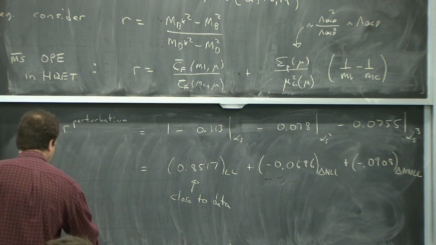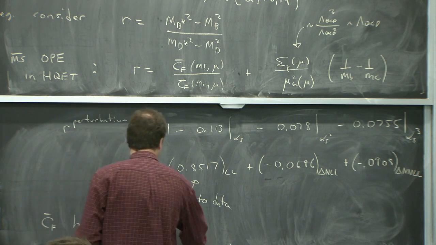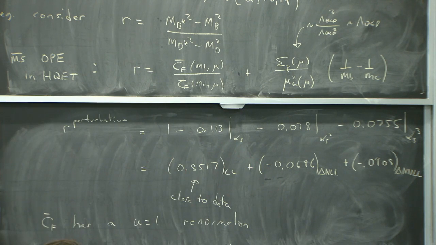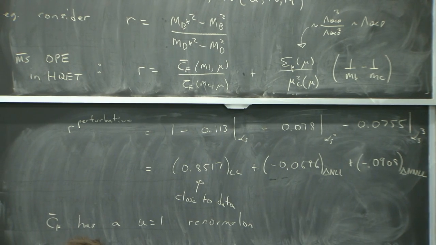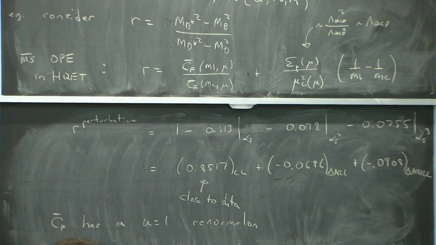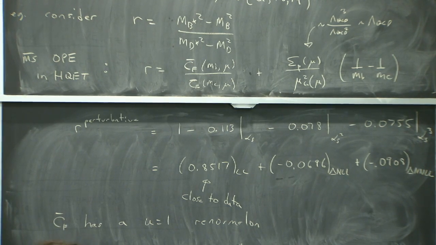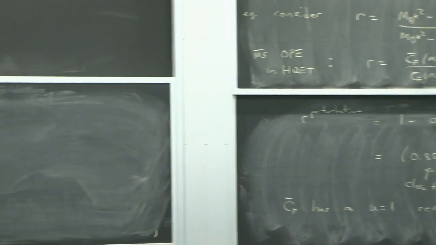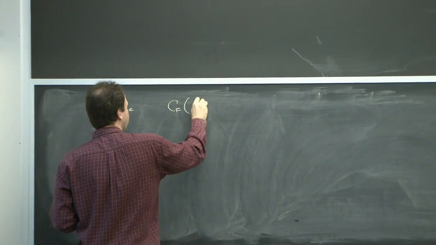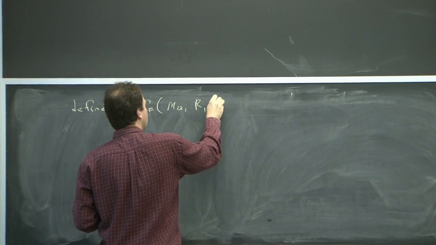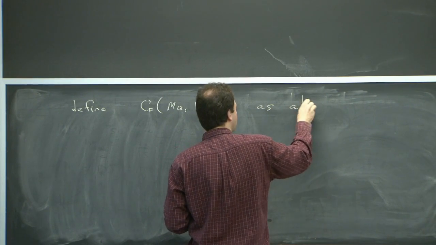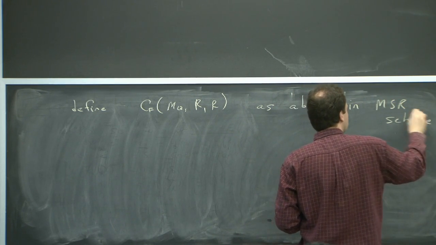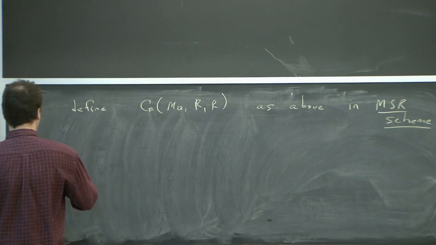So this guy has a u equals 1 Renormalon. You can check that very easily by doing a bubble sum. Switch to the MSR scheme. So we reuse our perturbative information in MS-bar, but just organize it in a more intelligent fashion. So we define a coefficient as above, saying that this problem must have to do with that Renormalon.